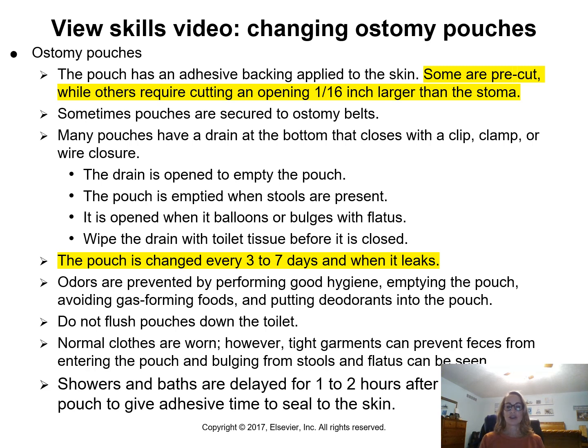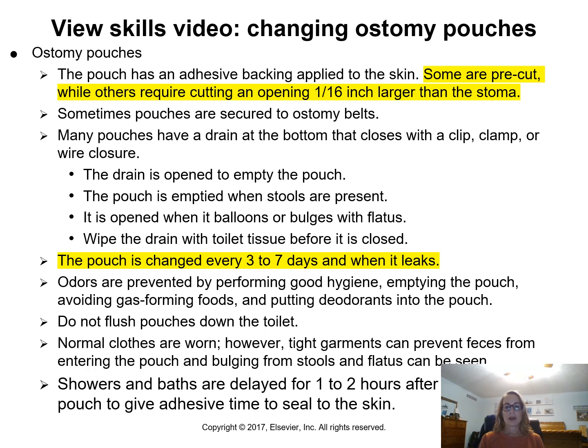Sometimes pouches are secured to an ostomy belt. Many pouches have a drain at the bottom that closes with a clip or a clamp or some kind of wire clamp. Okay, the drain is opened to empty the pouch. The pouch is emptied when stools are present. It is opened when it balloons or bulges with flatulence or gas. And then I'm going to wipe the drain with toilet tissue before you close it.